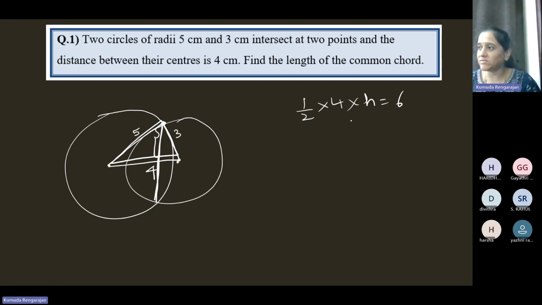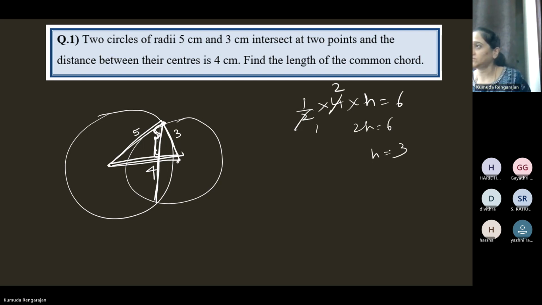Half into, when you take 4 as the base, into this height, the altitude corresponding to this base, is equal to 6. So 2h is equal to 6, h is equal to 3. So actually, you know what it means? This one is 3, right? This point coincides with this. That is, the common chord is the diameter of the second circle.